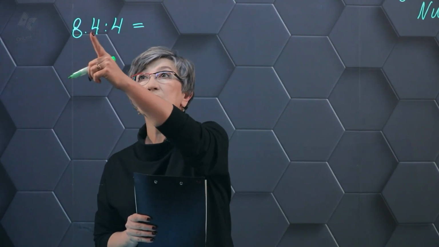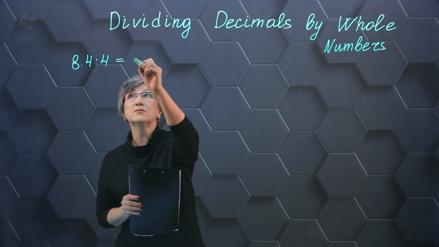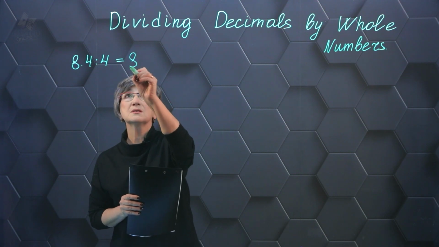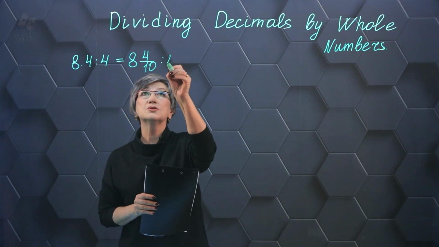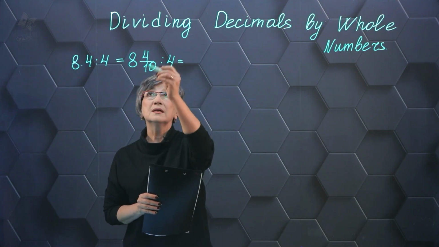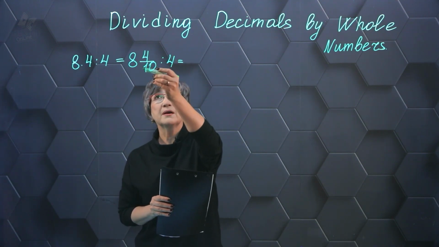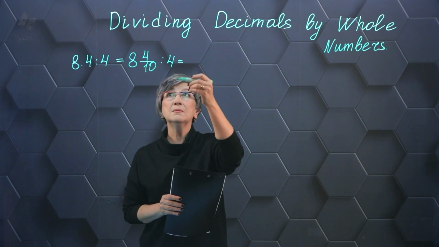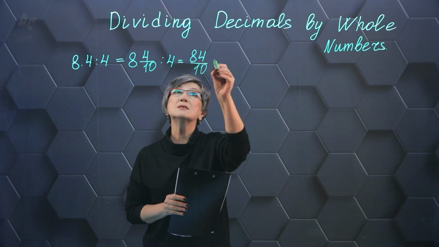So I'm going to convert 8.4 to an improper fraction. I'll start by writing it down as a mixed number and then as an improper fraction. 8.4. I need to divide by 4. To divide a fraction by a fraction, I need to write it down as an improper fraction and then perform the action. 84/10, I divide by 4 first.